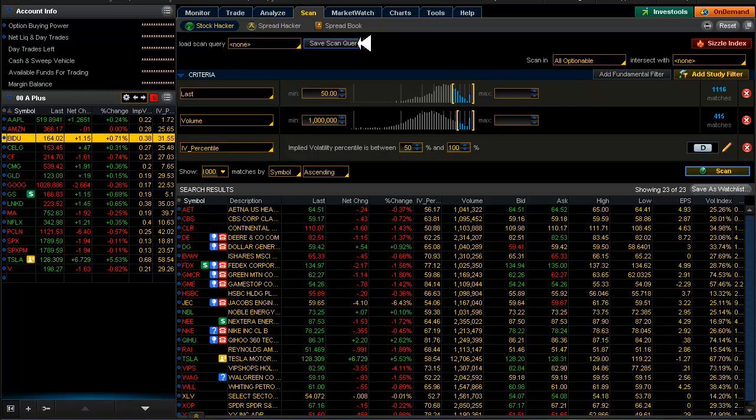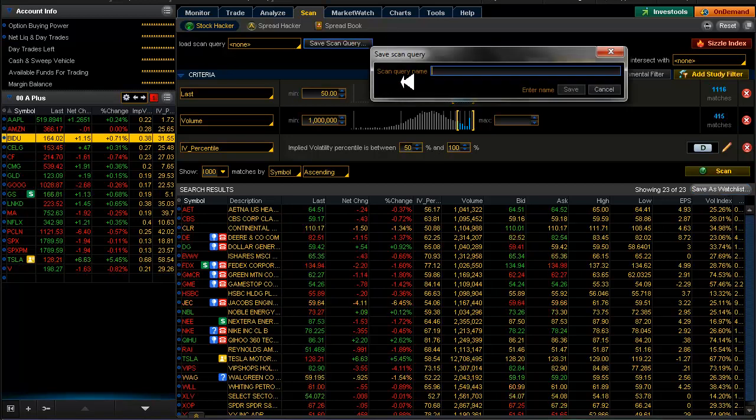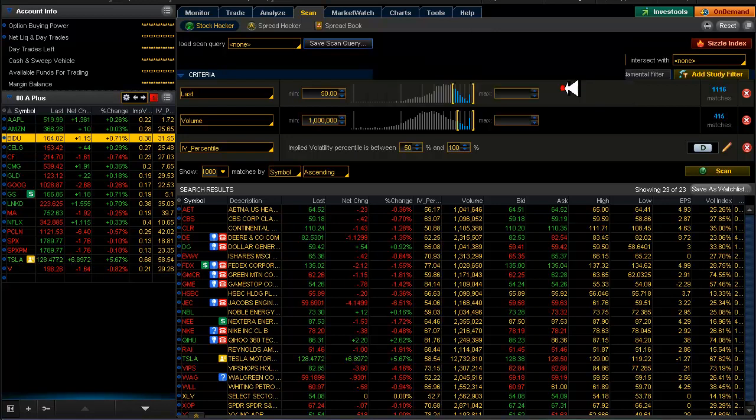Now you could save this as a watch list, but it would be a static watch list. So what we want to do is go over here and save this as a scan query. So we'll just say high IV percentile, and that's good enough for us to name it.